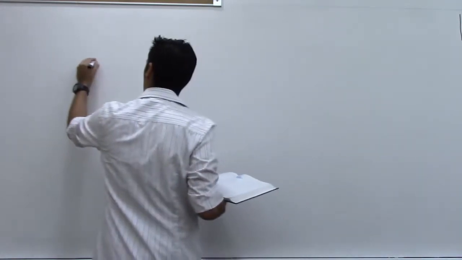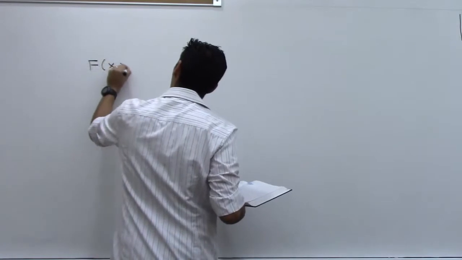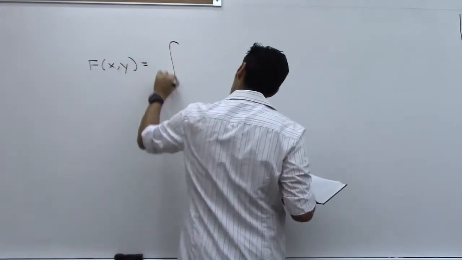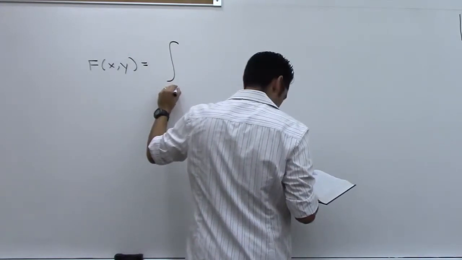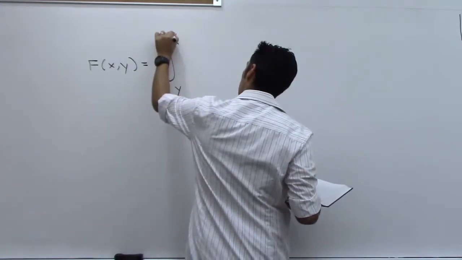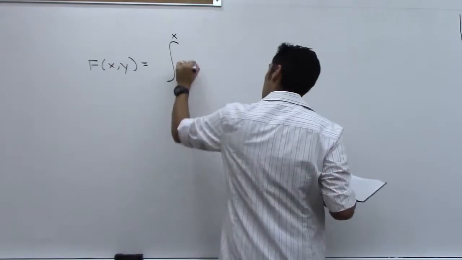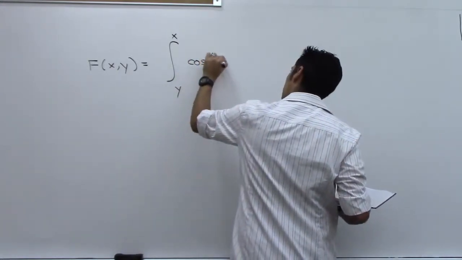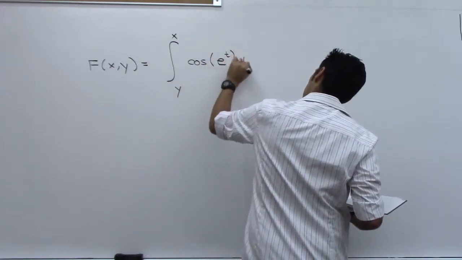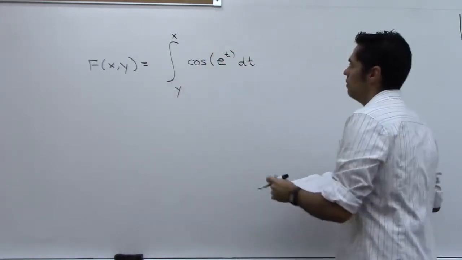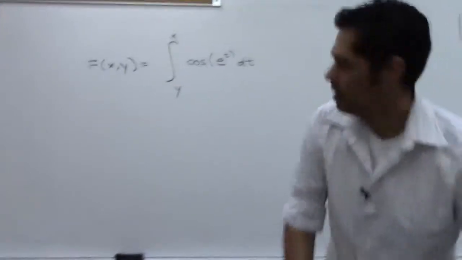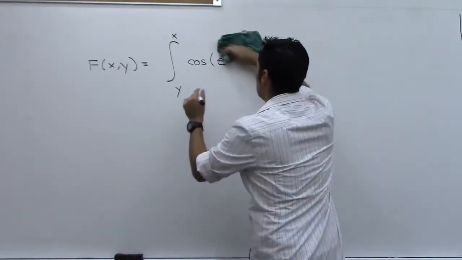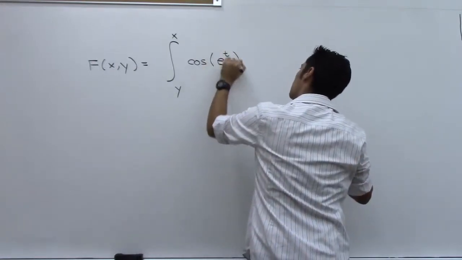We have capital F of x, y is equal to the integral from y to x of cosine of e to the t dt. Oops, that's not good notation. e to the t dt.